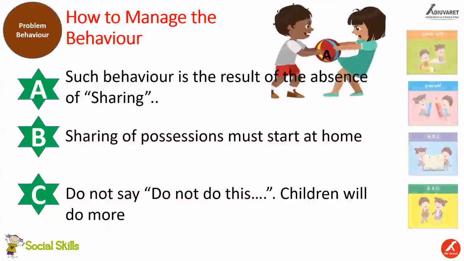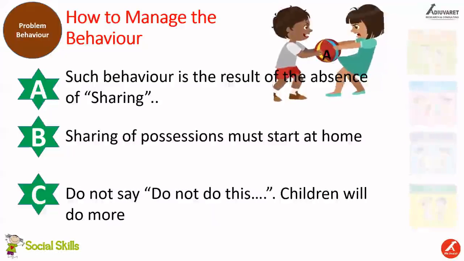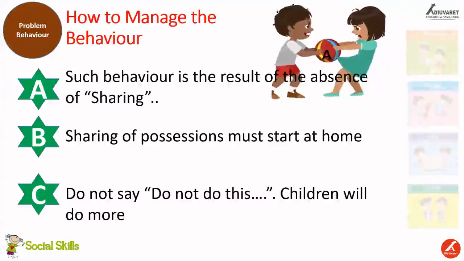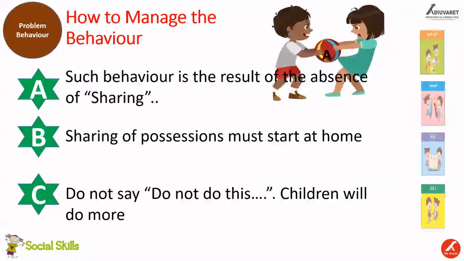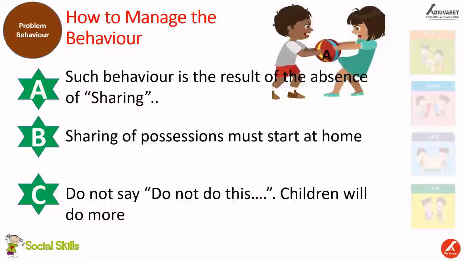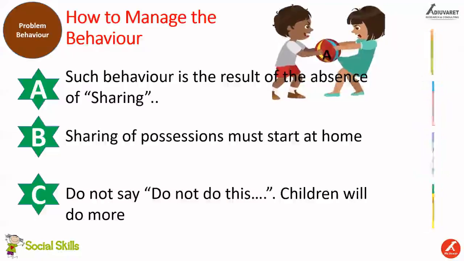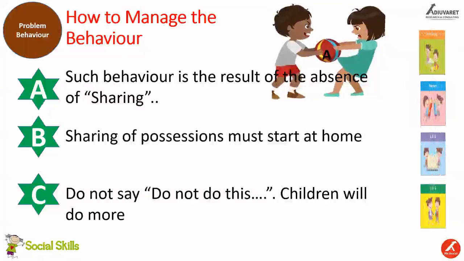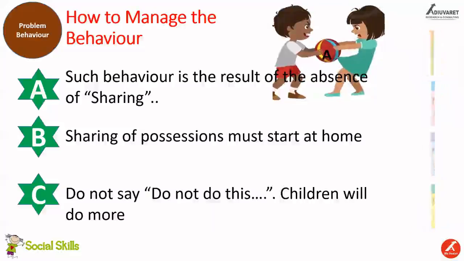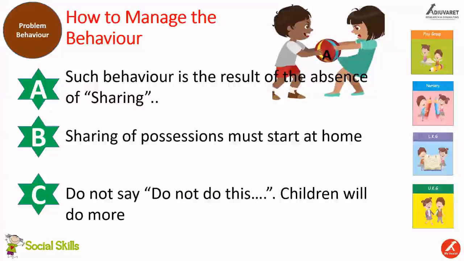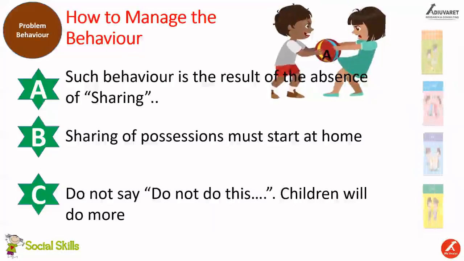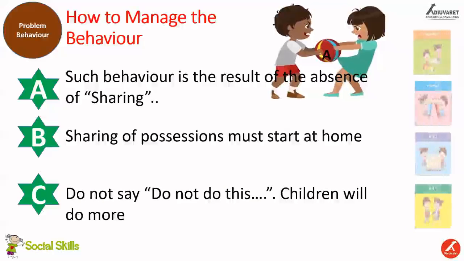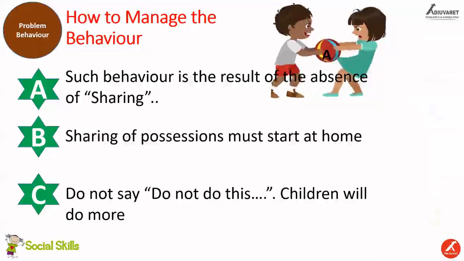Then finally, another thing we must do as teachers and parents: when such behavior is displayed by our own child, the first and foremost thing we do is shout at our child and say, do not do this kind of thing. This may be effective for adults, but when we tell a child not to do a particular thing, as a part of child psychology, the child will most likely do those things more and more.